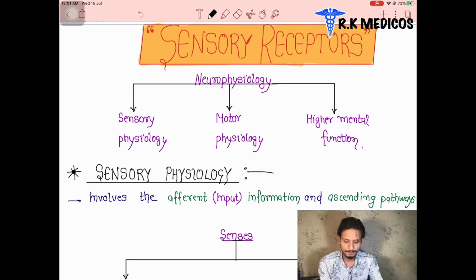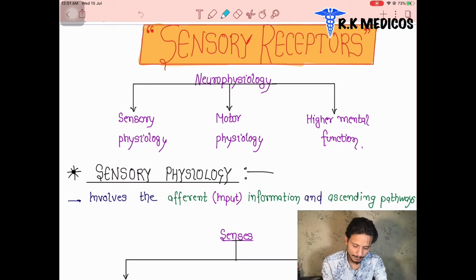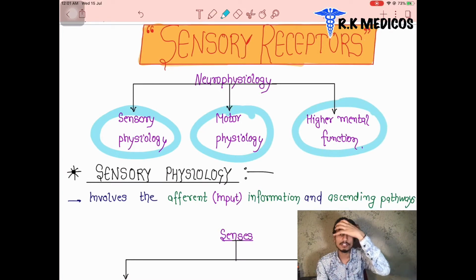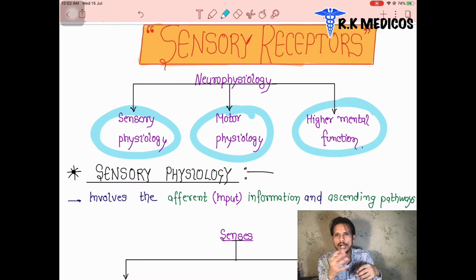We are going to see sensory physiology, motor physiology, and higher mental function. Higher mental function is basically located in our cerebral hemisphere. We will see the different regions where they control the different parts of our body. These are the higher centers, related to the higher consciousness level functions or higher functioning activities. In sensory physiology you are going to see how any information or impulses get transmitted from our external environment to the brain.